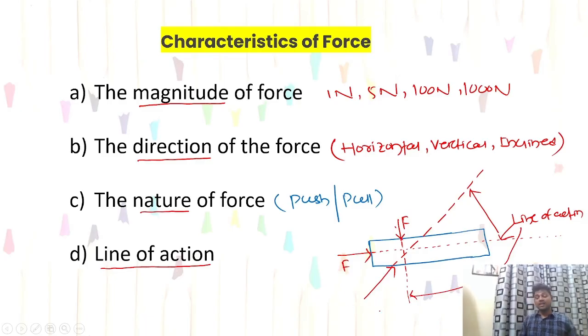That means after applying the force, the direction in which the body is going to move represents the line of action. So basically we have studied four characteristics of forces. First, the magnitude of the forces. Second, the direction of the forces. Third, the nature of the forces. And the fourth one is line of action.